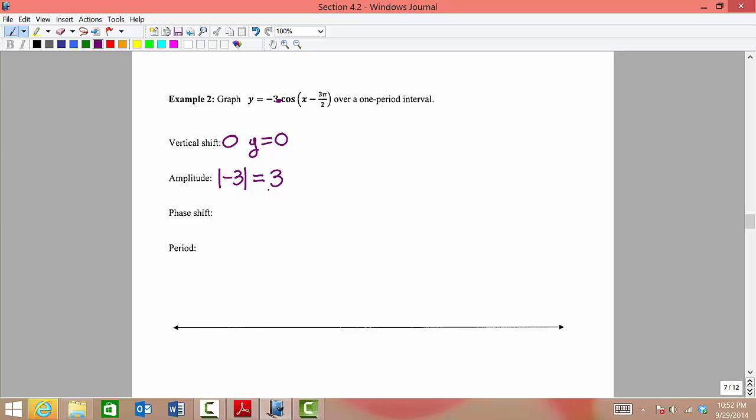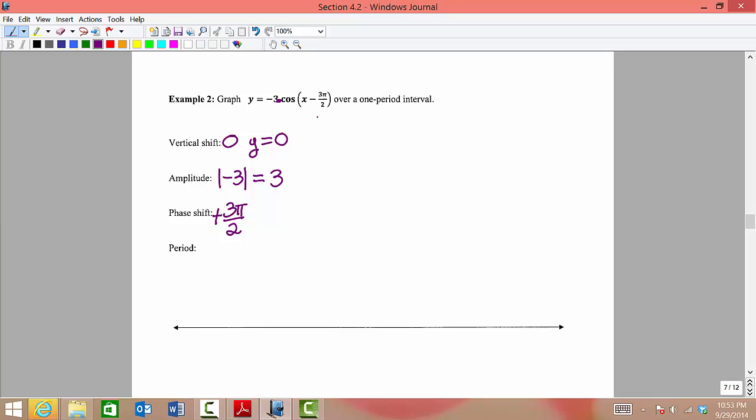Do we have a phase shift? Well, a phase shift comes from adding or subtracting a value on the inside of our function. And we do have a phase shift. I have minus 3 pi over 2. So that's going to shift the graph in the opposite direction of the sign, so positive 3 pi over 2 units to the right.